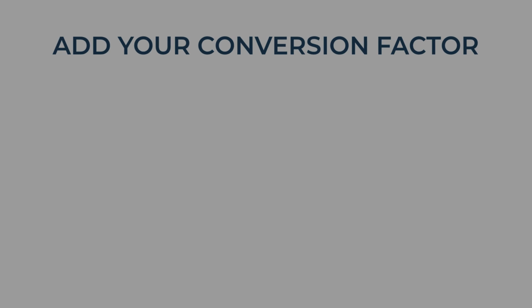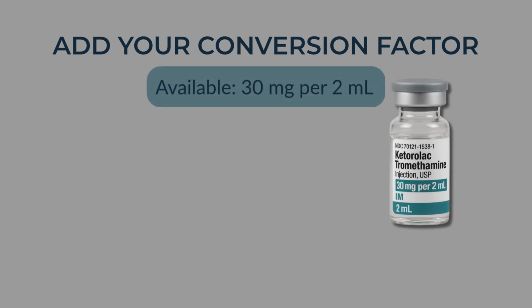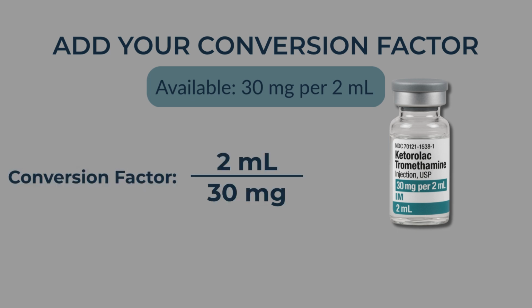Step 2 is to add your conversion factor, the information from the label. In this case, the vial says 30 milligrams per 2 milliliters. So we write that as a fraction, 2 milliliters over 30 milligrams. Here's the key. The milligrams go on the bottom, so they'll cancel with the milligrams from your ordered dose. In dimensional analysis, canceling units is how you know your setup is correct. We want milligrams to cancel, and we want milliliters left, because that's what we're solving for. So always check, do your units cancel before you calculate?